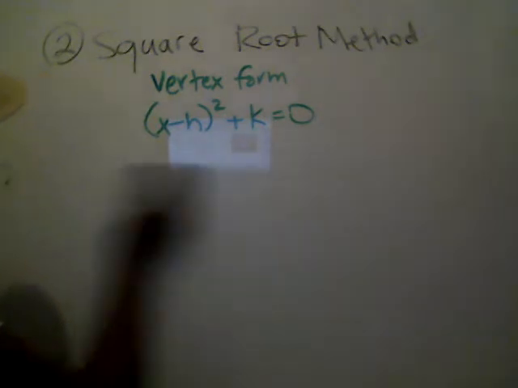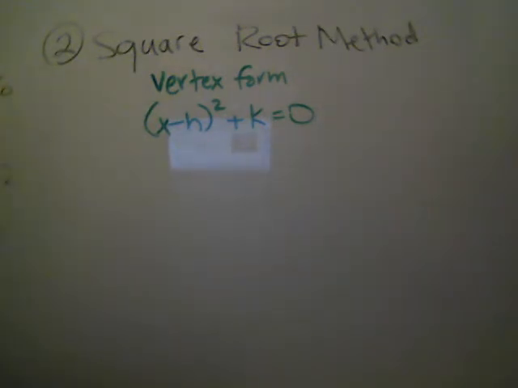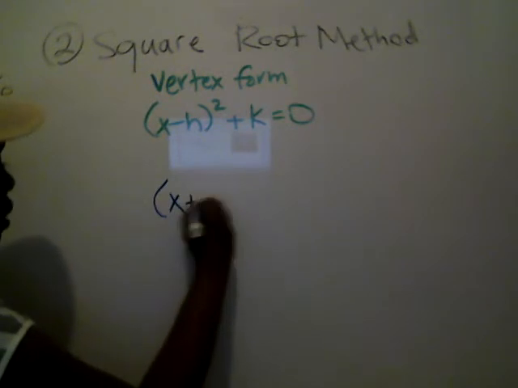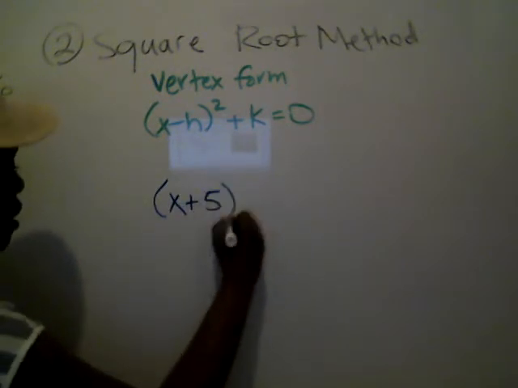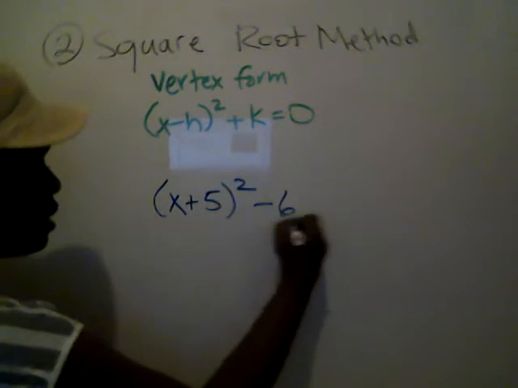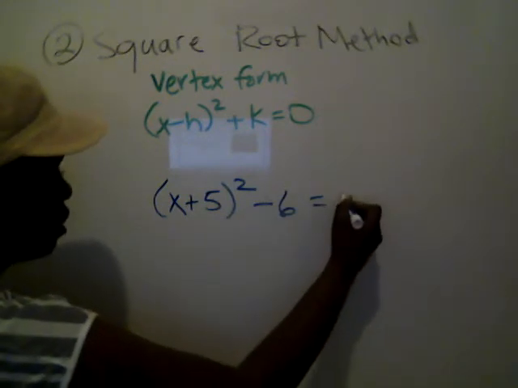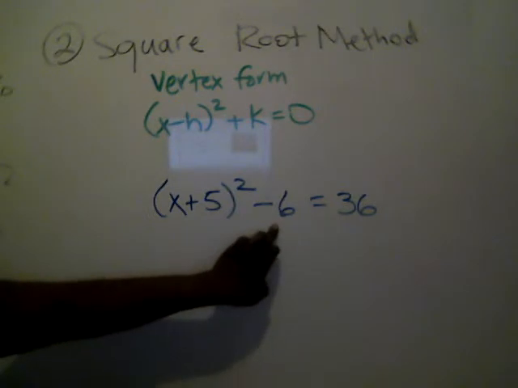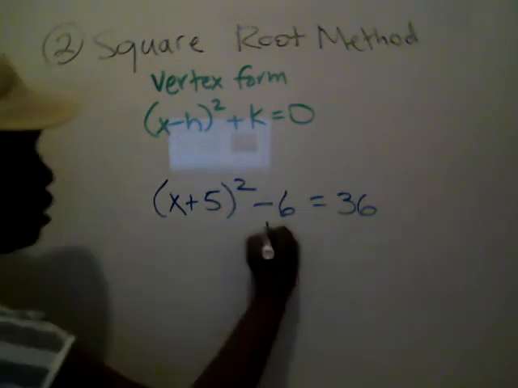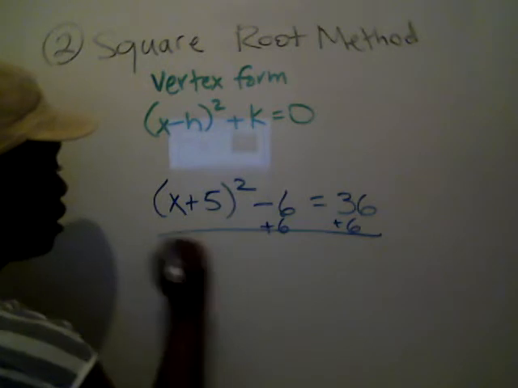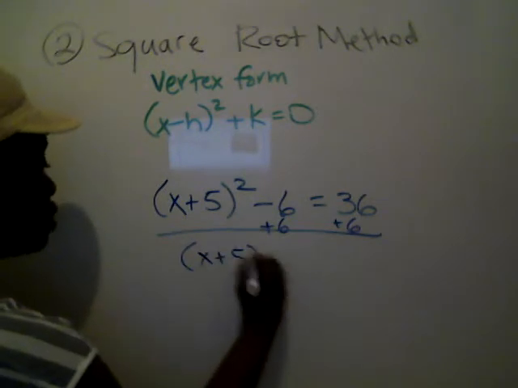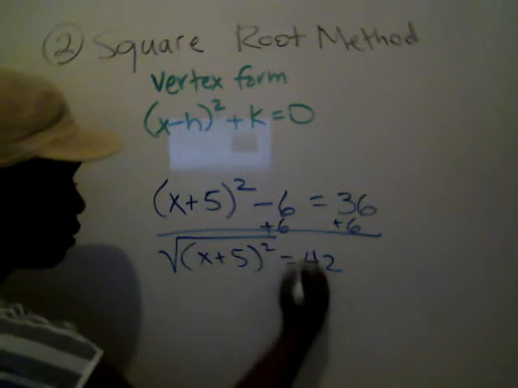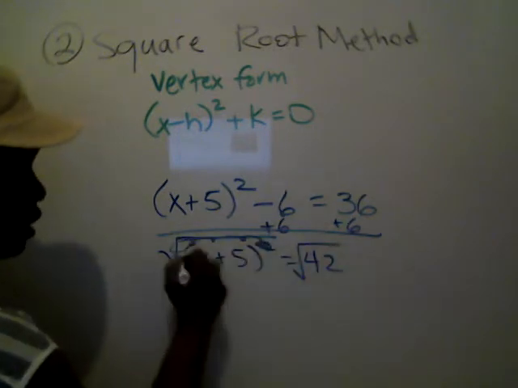Let's say you were given something that actually doesn't give you a nice perfect square. Let's say that you had x plus 5 squared minus 6 equals 36. Okay, we know we got to get rid of this number. We can't have it here before we do the square root. So we would add 6 to both sides. So we have x plus 5 squared equals 42. Then we do the square root. We know the squared and the square root are going to cancel.